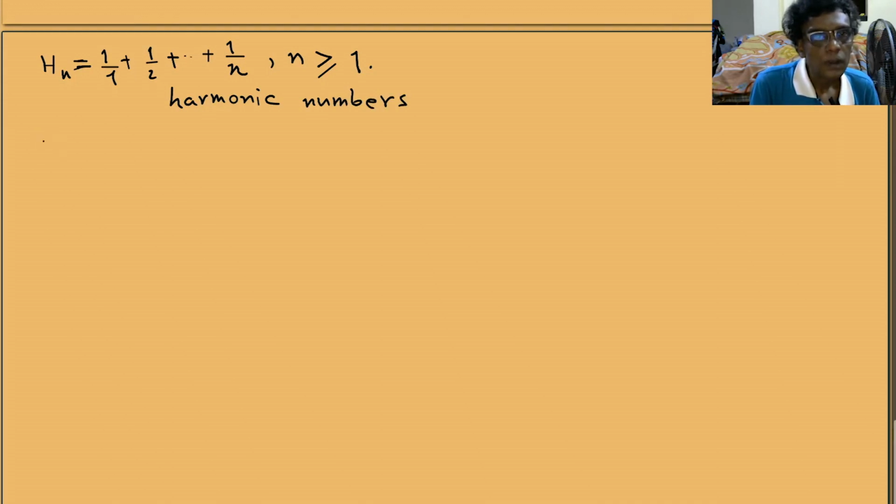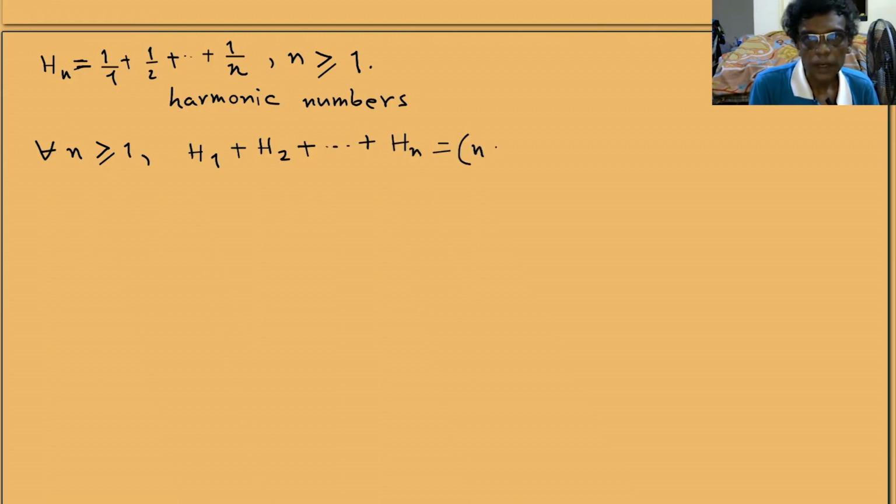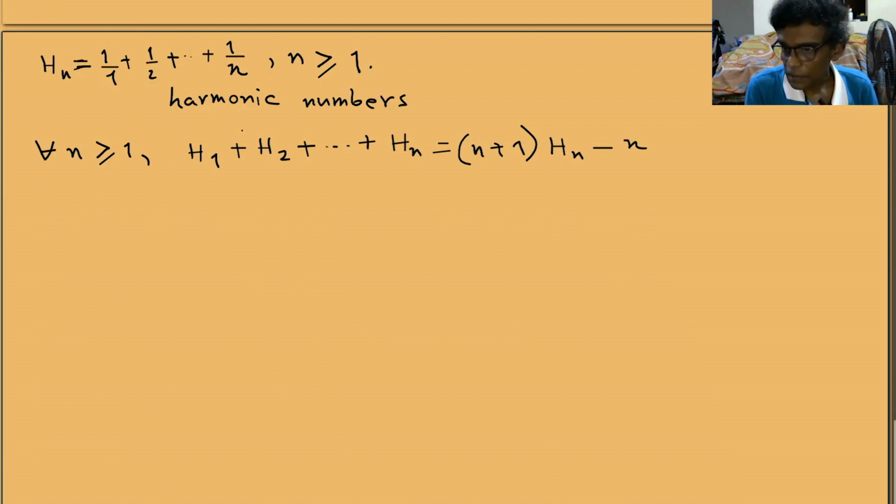So the statement that we want to prove is, for all n greater than or equal to 1, H1 plus H2 plus ... plus Hn is equal to (n plus 1) Hn minus n. Am I correct? Yes. Okay, fine. So how do I prove this? Again, this is an inductive proof.